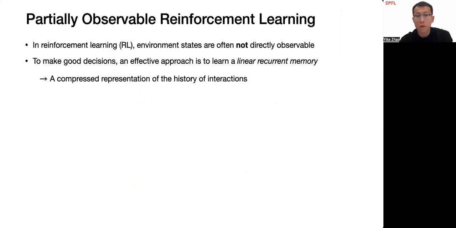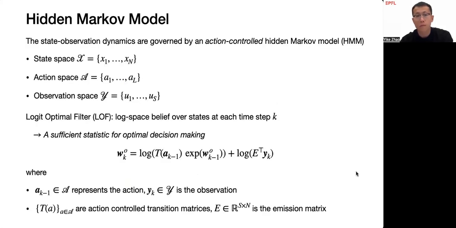In reinforcement learning, environment states are often not directly observable. So to make good decisions, an effective approach is to learn a linear recurrent memory. And this memory gives a compressed representation of the history. But the reason behind the success is unclear. And this is what we try to address in this work.